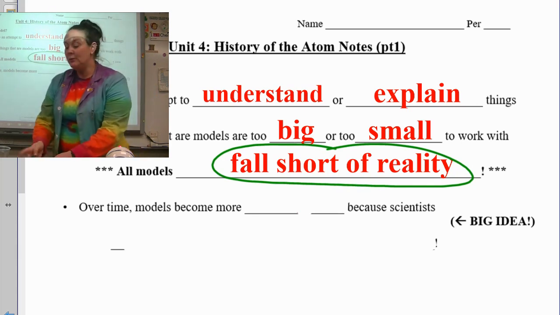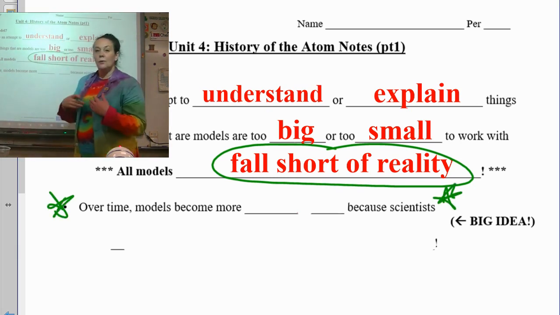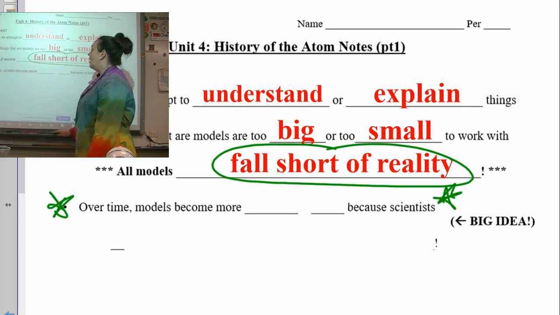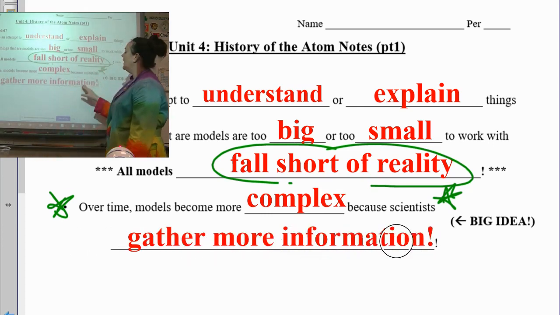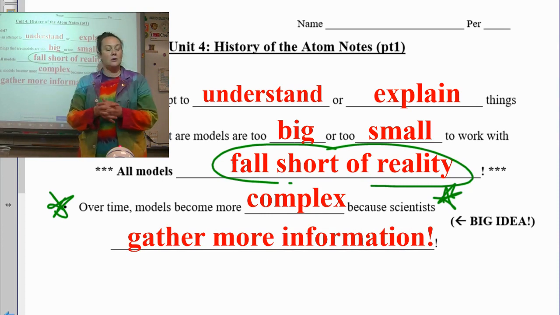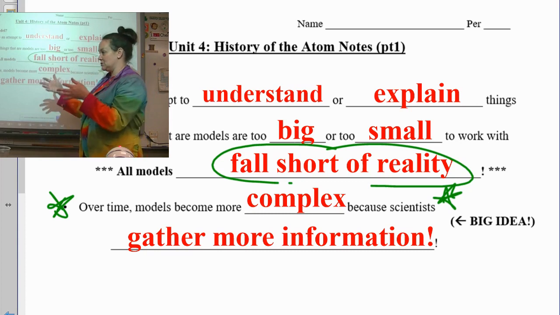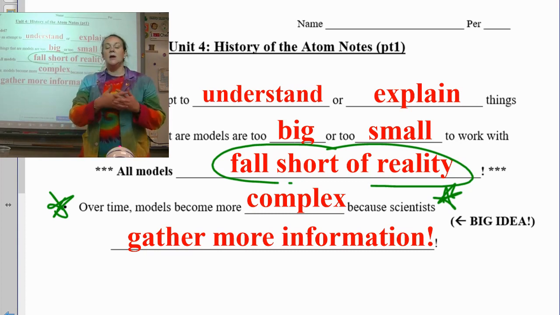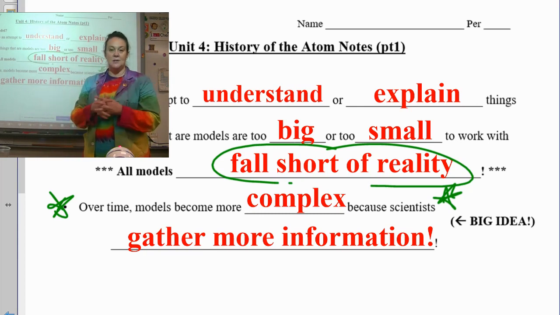The other really, really big idea that we are going to talk about here is that as we are developing our understanding, all models over time become more complex because we gain more information. And as you gather more information about something, it becomes more complex. Think about math. When you first learned how to do math, it was very simplistic. You didn't know a lot. And now as you get into your math career in high school, it is much more complex because you have gained more information. Same thing. When we first were discovering atoms, they were very simplistic. And now they're much more complex because we've made new discoveries.